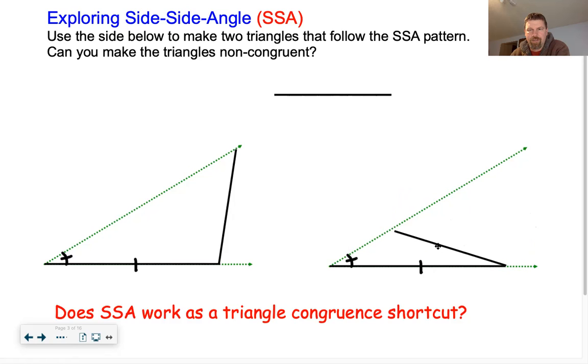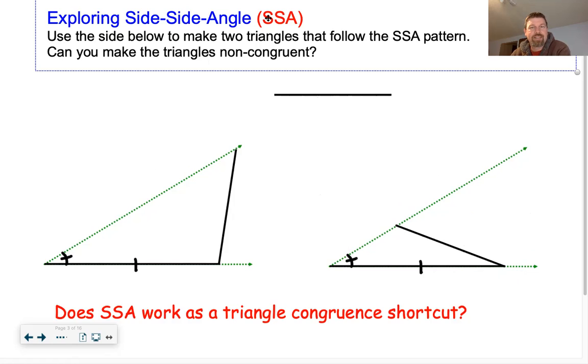Right there, almost. There it is. All right, it looks like side, side, side does not work because these sides were clearly the same length. Those bottom sides are clearly the same length. Those angles are clearly the same size. So I'm matching the side, side, side shortcut. But this third side that would go right there is definitely not the same as that third side that goes there.